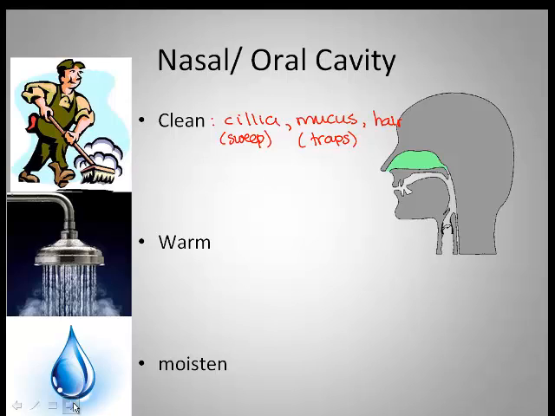The air also needs to be warmed, so it's going to be warmed by blood vessels. We can think about this as when we have a shower. The steam from our shower warms our air, so our blood vessels are going to warm our air when it comes in. Air also needs to be moistened. Again, this is by mucus, and the mucus moistens our air so that the tissues in our respiratory system don't dry out.